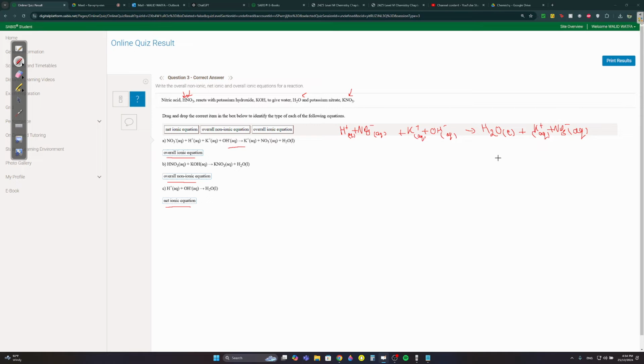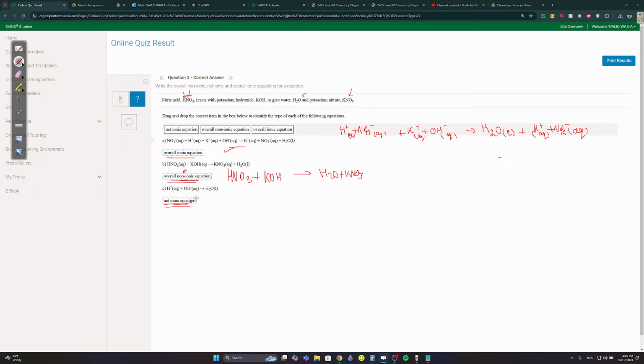Isn't this the same as this? There you go. This is the overall ionic. When you say overall non-ionic, it basically means just write the reaction, without ions. You just write HNO3 plus KOH. These are my two reactants to form H2O and KNO3. Non-ionic, from the word non-ionic, without ions.